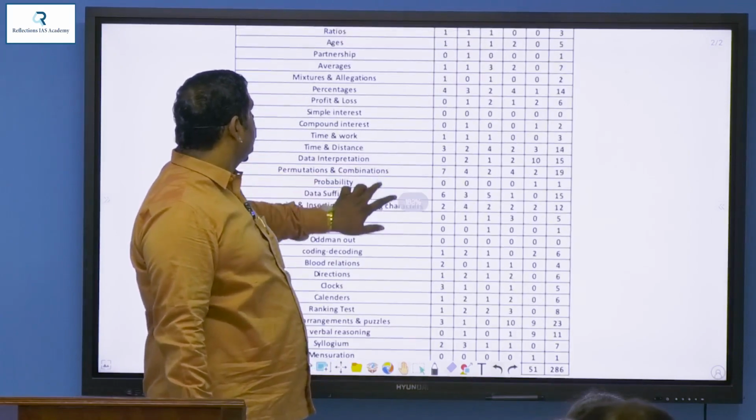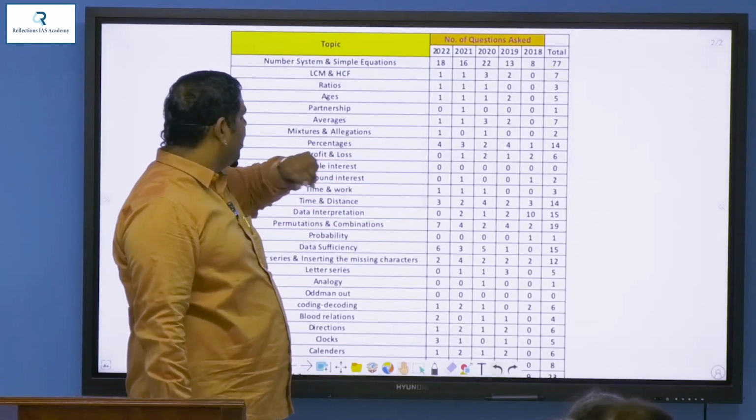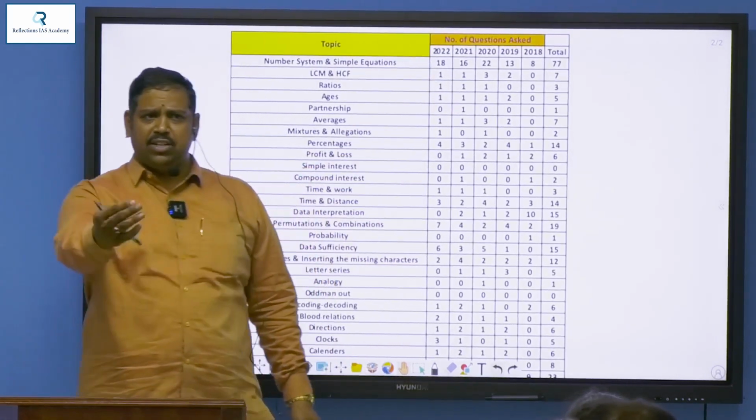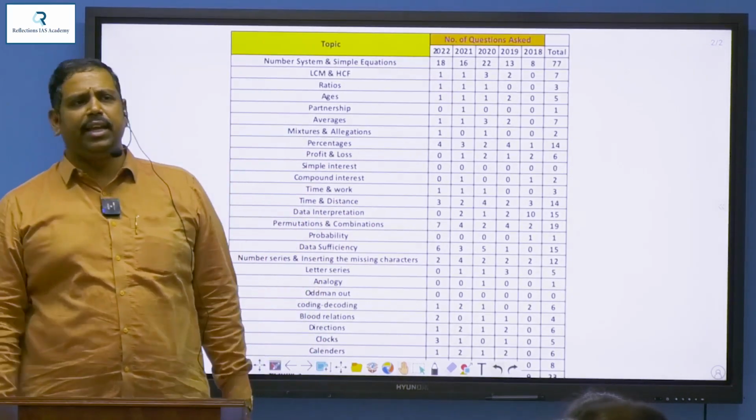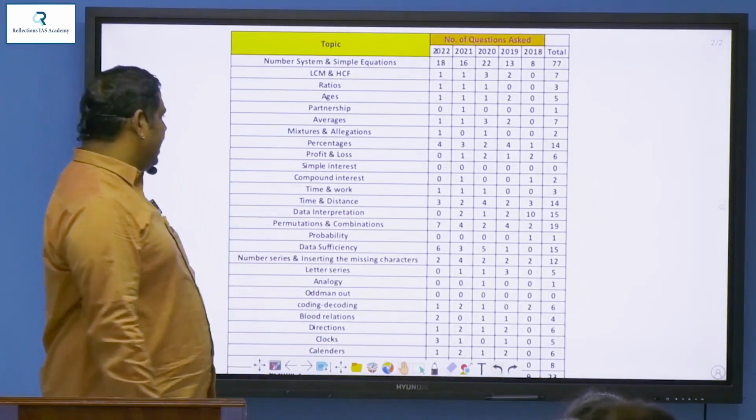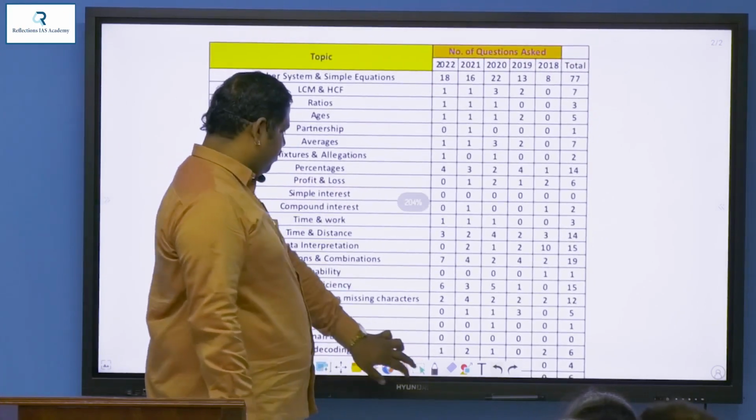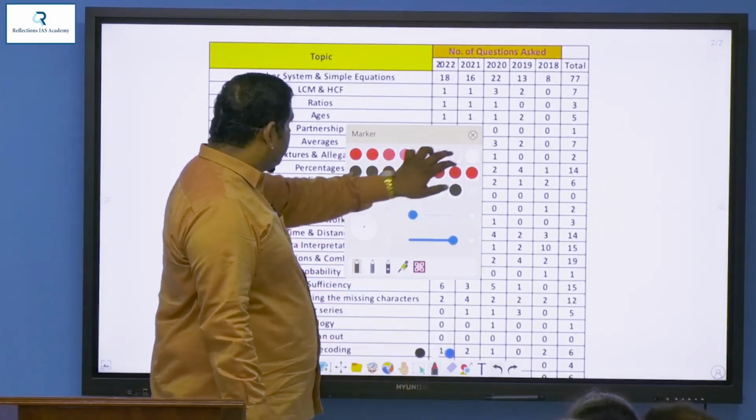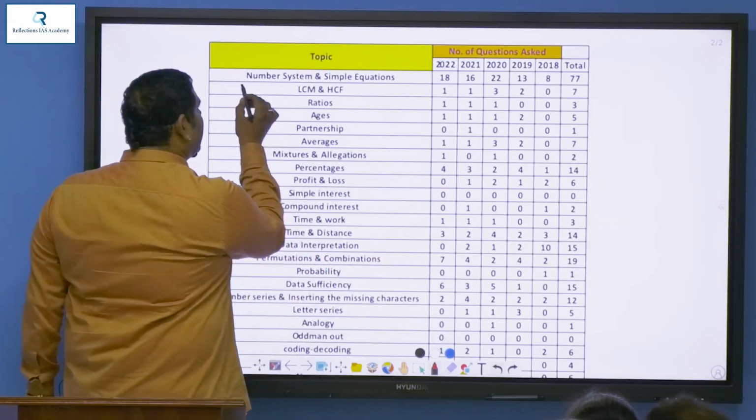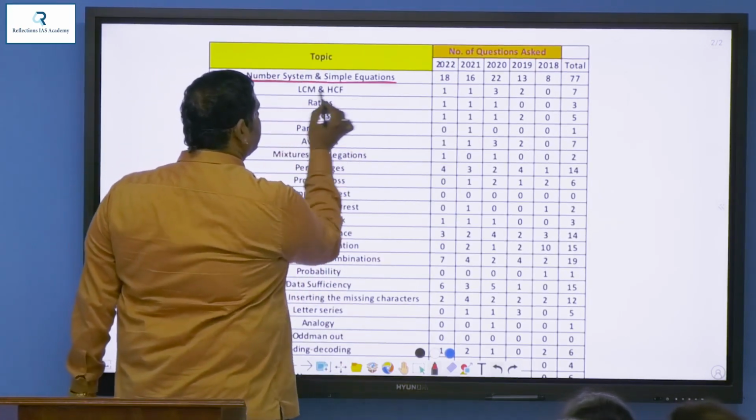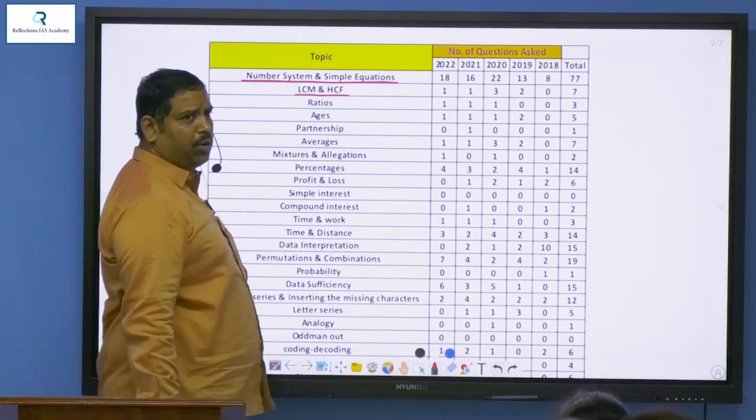I'm zooming it in. It's only up to 2022; 2023 is missing. In the next session, I will give you the analysis with 2023 included. In each topic, how many questions you are getting in the civil services examination. Observe my segregation also. My segregation is number system, simple equations, and LCM HCF. This is one module.